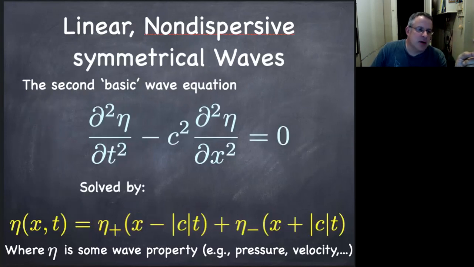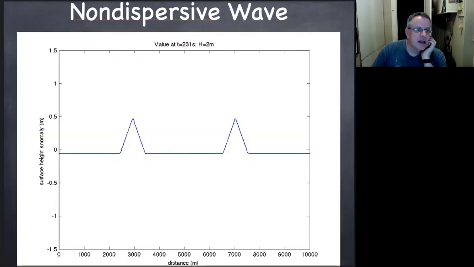In the second order equation, where we now have the second derivative with respect to time and the second derivative with respect to x, you get a very similar kind of solution, except now you can have a rightward propagating part and a leftward propagating part. They don't have to have the same function, but you have part of the solution propagating one way, part of the solution propagating the other direction. Let's look at what this looks like.